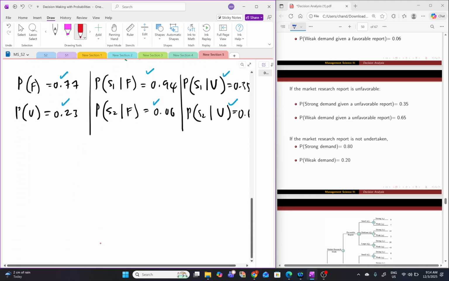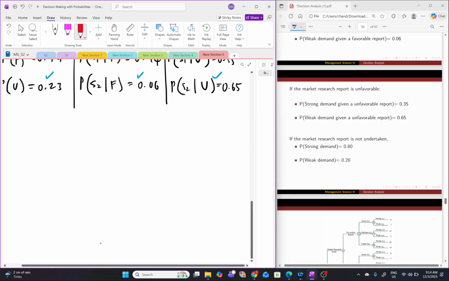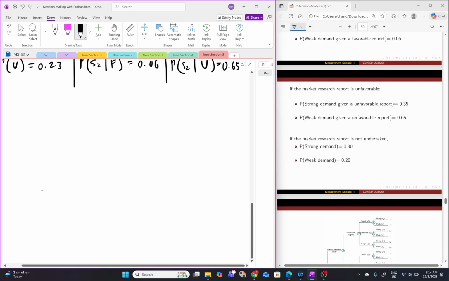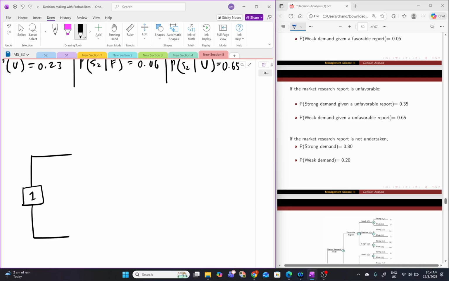Let us see. No, this is not the real sketch. This is just a rough sketch. You want to do this also, can, later you have to draw the real one. First of all, we need to choose whether there is a decision, whether we want to conduct market research or not. So one is market research, another one is no market research.